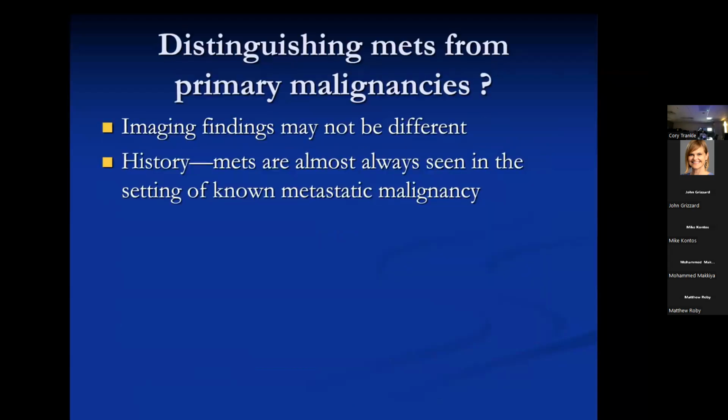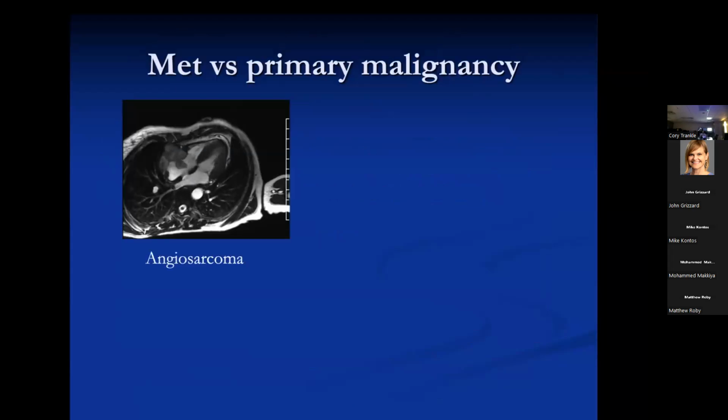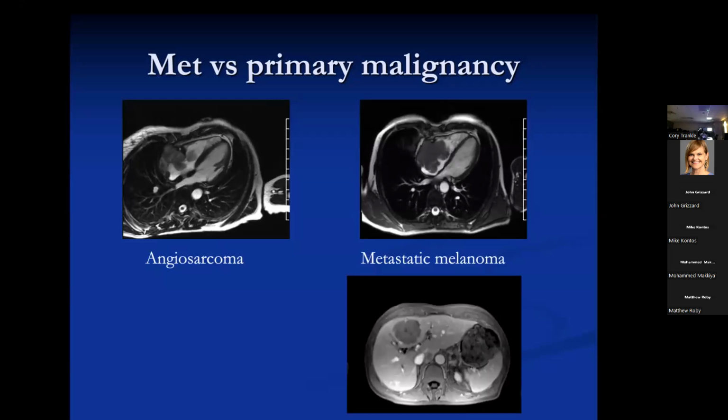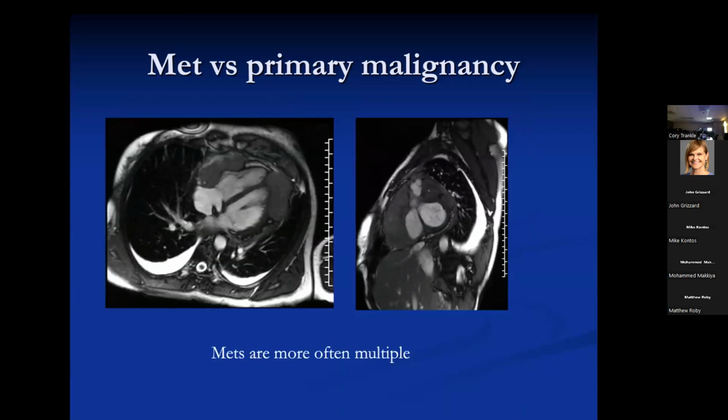Okay, just how do we figure mets out from primary malignancies? You really can't most times. I mean, visually they look the same. I think mets usually have a history of known malignancy, but here's a case just to illustrate this point, that angiosarc we looked at earlier. Here's a metastatic melanoma. I mean, it's a little bigger, but other than that, it's kind of similar looking. I wouldn't be able to tell them apart. But look at the melanoma case, has lesions also in the liver and so forth. So, you're dealing with a metastatic process probably.